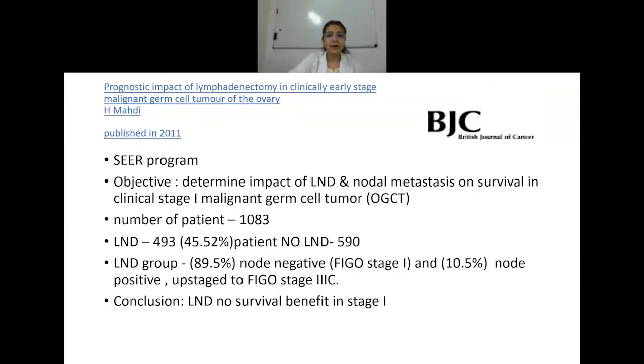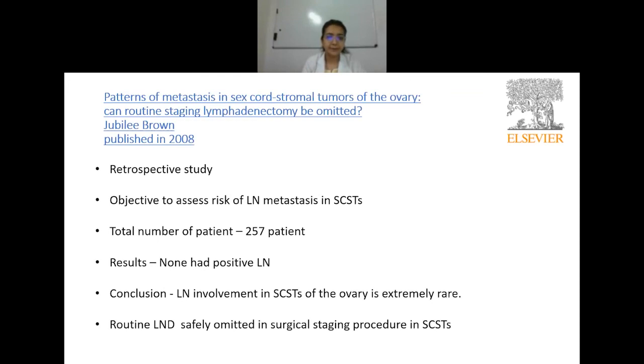This study was done for early stage malignant germ cell tumor of the ovary. It was a SEER program. The objective was to assess the survival benefit of lymph node dissection in stage 1. In stage 1, hardly any lymph node came as positive, and there was no survival benefit. In sex cord stromal tumor also, there was a retrospective study with a total of 257 patients, and none had a positive lymph node. So in sex cord stromal tumors, we can go ahead with surgical staging without omitting the lymph node dissection.